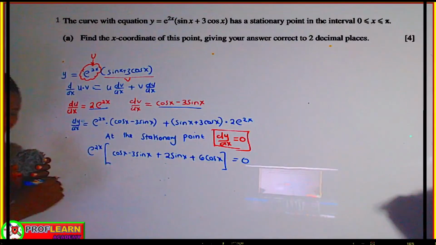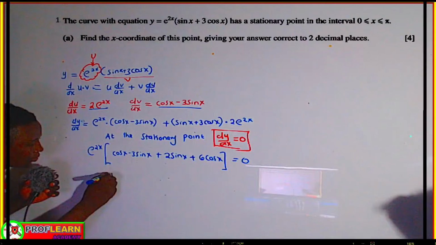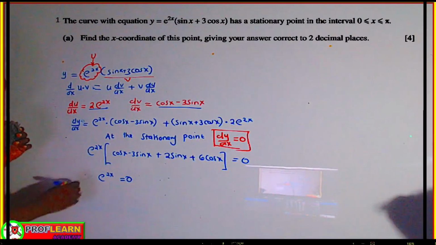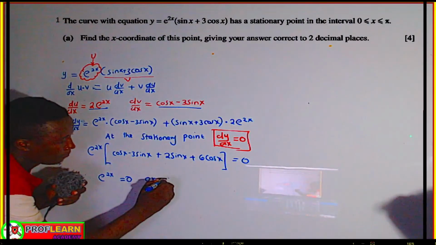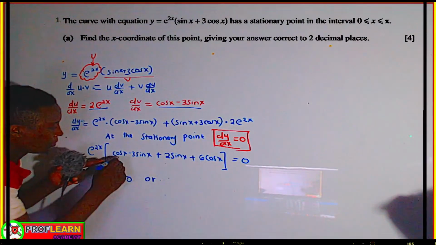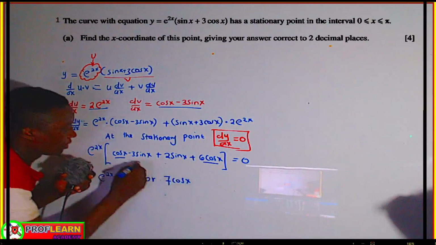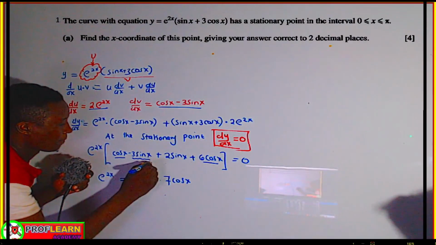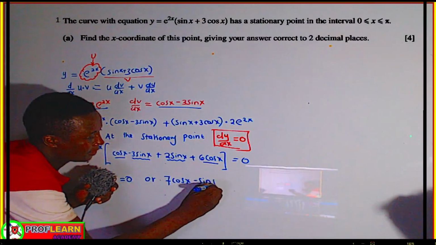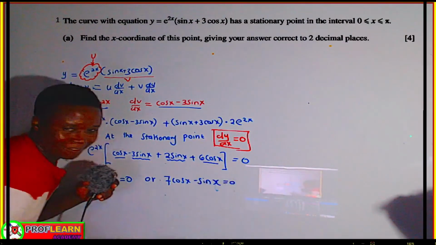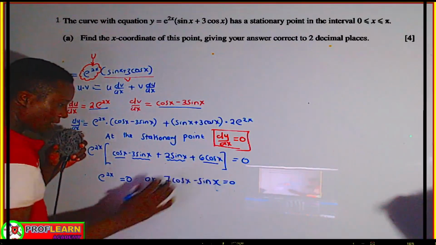So before we move there, since this is equated to 0, it means that either e to 2x is equal to 0, or, okay, let me just simplify this further. It will be 7 cos x, and negative 3 sin x plus 2 sin x, that's going to be negative sin x, is equal to 0. And now that will mean that this part equals 0, or this part equals 0.